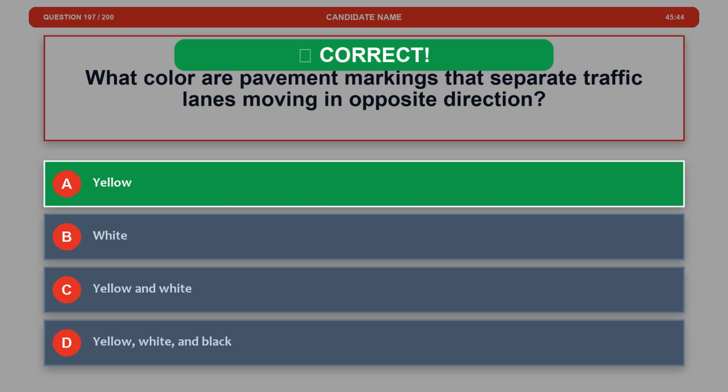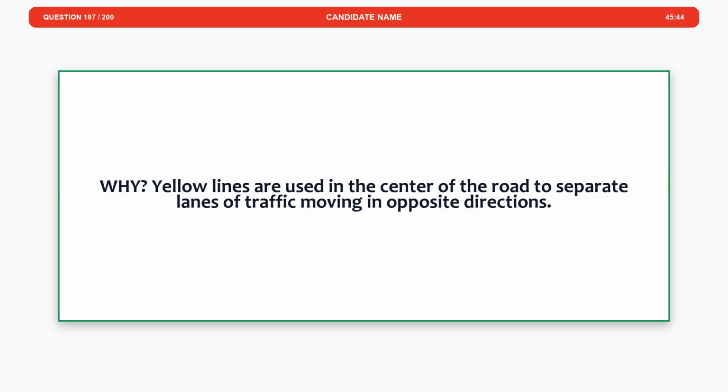The correct answer is option A, yellow. Explanation: yellow lines are used in the center of the road to separate lanes of traffic moving in opposite directions.